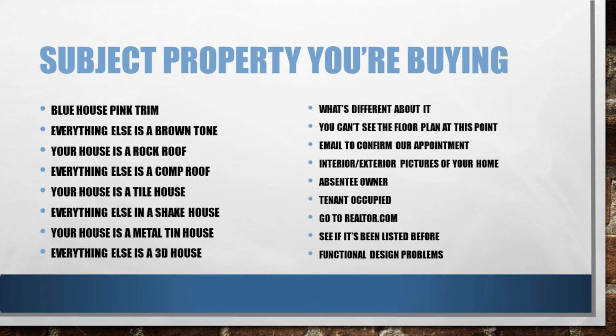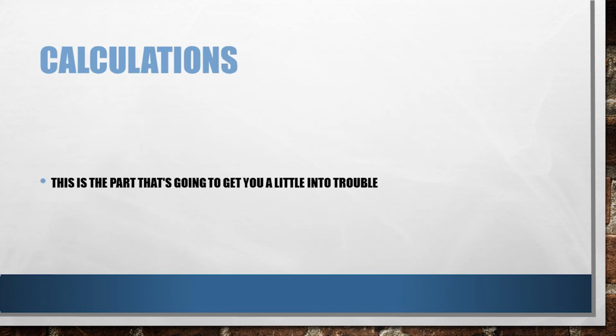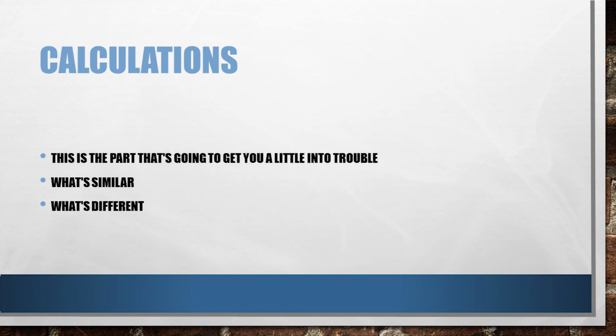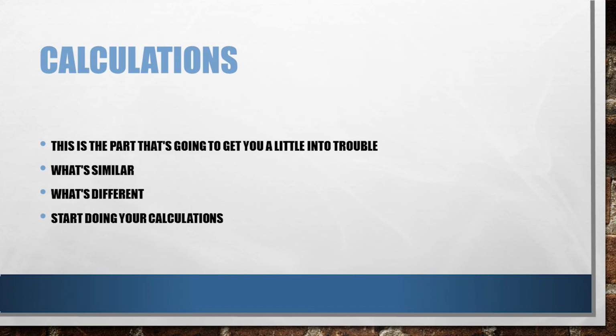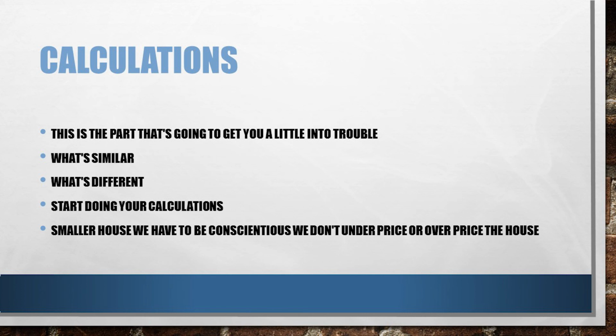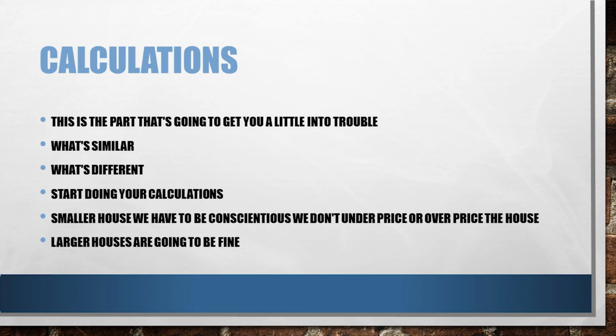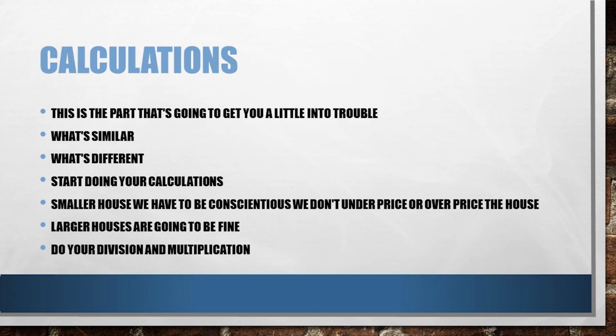Step outside of normal, okay? Start asking the questions. Get the information. Do some research. Next step, you're going to do your calculation. Now, this is the part that's going to get you a little bit in trouble, all right? If you're really not focusing on what's similar and what's different. And I'd like you, before you do your first one, start doing your calculations. And again, the smaller the house, we've got to be really conscientious that we don't underprice or overprice our house. The larger houses, we're going to be fine with that. So if you've got a 4,000 square footer and yours is 4,100 and someone else's is 4,000, you have to do your division and your multiplication. It's going to be fine. Smaller houses is where you're going to get in trouble.